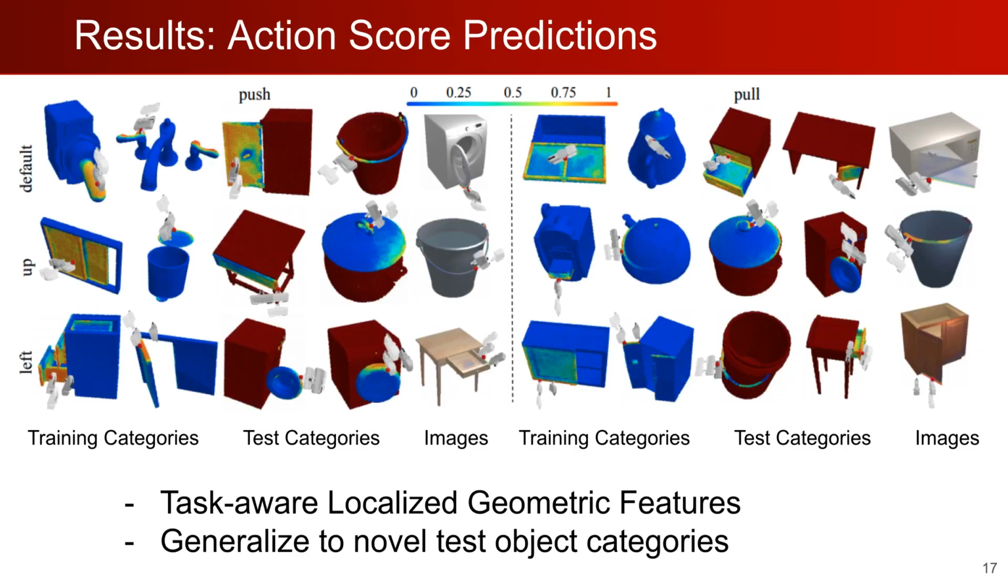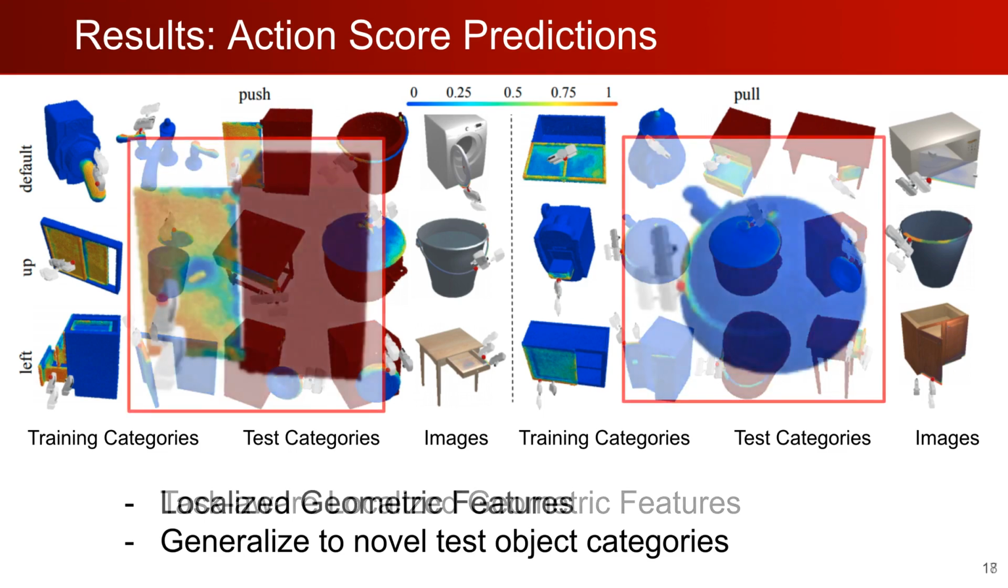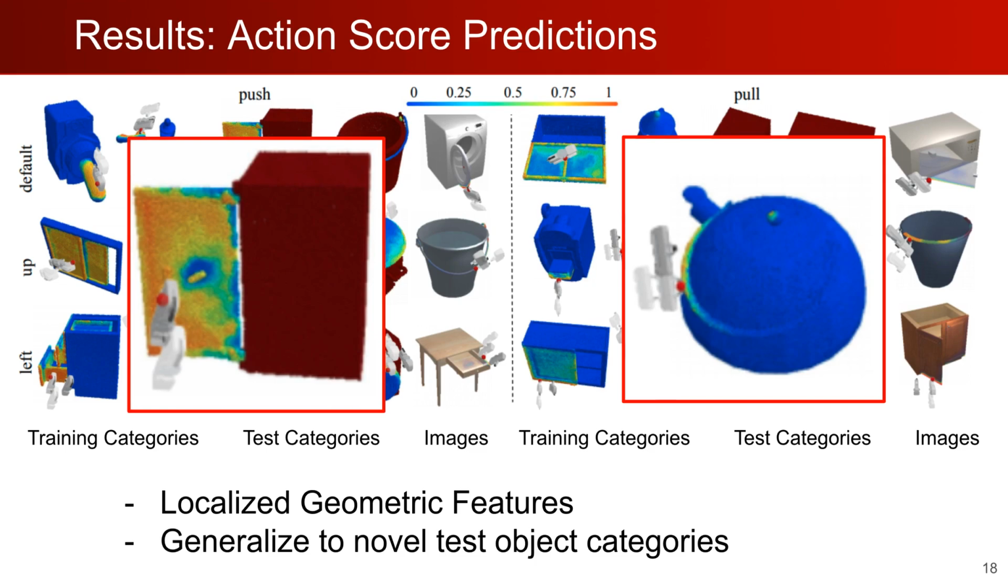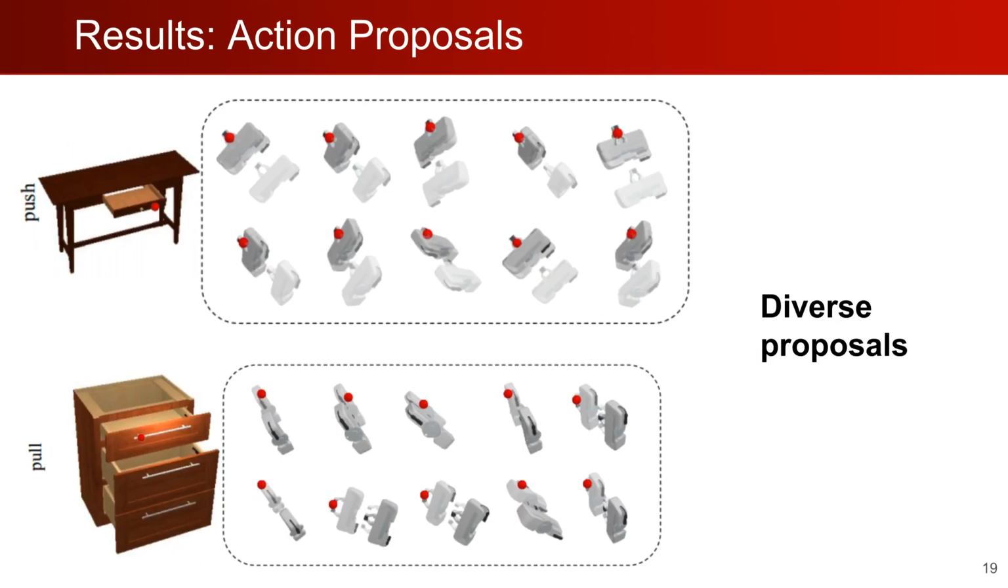Results show that we successfully learn task-aware localized geometric features for visual actionable affordance, which is also generalizable to novel test shapes and even unknown object categories. On this slide, we show that our action proposal module can generate diverse gripper action orientations at actionable pixels. One can pick the most applicable ones given the robot kinematic configuration and environment constraints.